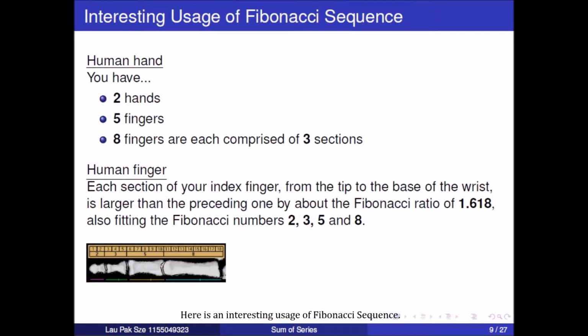Here is an interesting usage of the Fibonacci sequence. Look at your hands: you have 2 hands, 5 fingers on each, and each finger is comprised of 3 sections. Then, look at your index finger. From the tip to the base of the wrist, each section is larger than the preceding one by about the golden ratio 1.618, and it also fits the Fibonacci numbers 2, 3, 5, and 8.